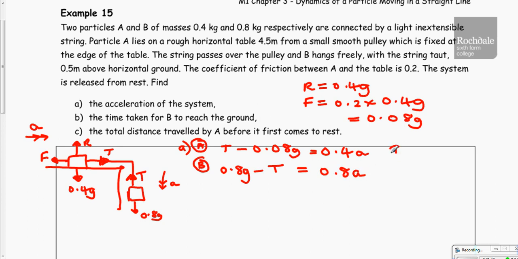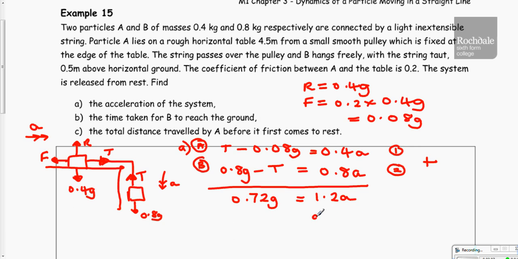Now we've come across a situation like this before, and the easy way to solve it, because you've got a positive T and a negative T, is to add the two equations together. The T's will then cancel out, and you'll have 0.8 g minus 0.08 g, and that would leave us with 0.72 g. On this side, we'd have 1.2 a, and so if you divide by 1.2, we get that a is 0.6 g. So I'll just leave it like that. I'll leave it exact.